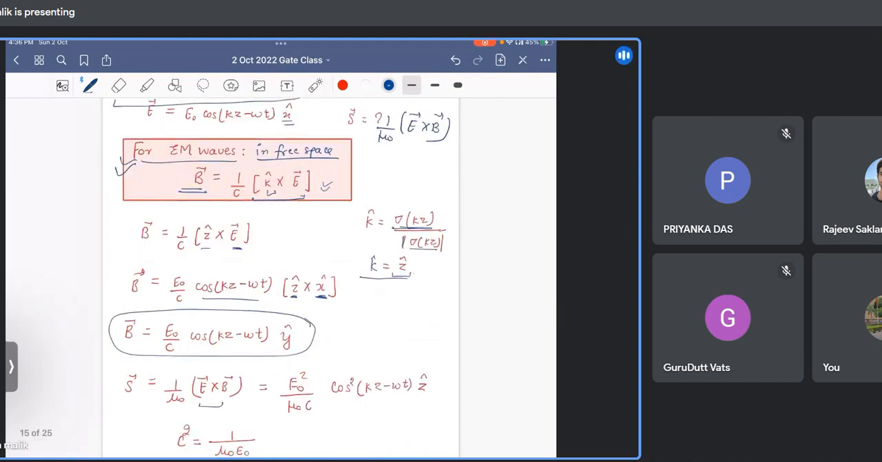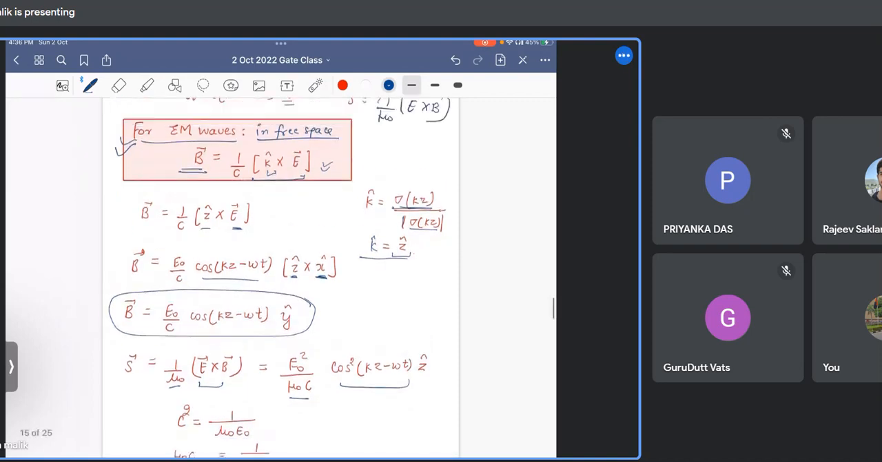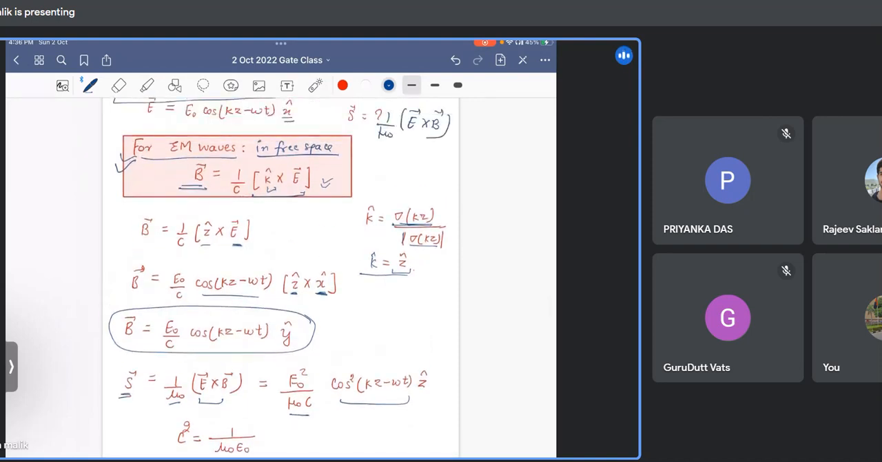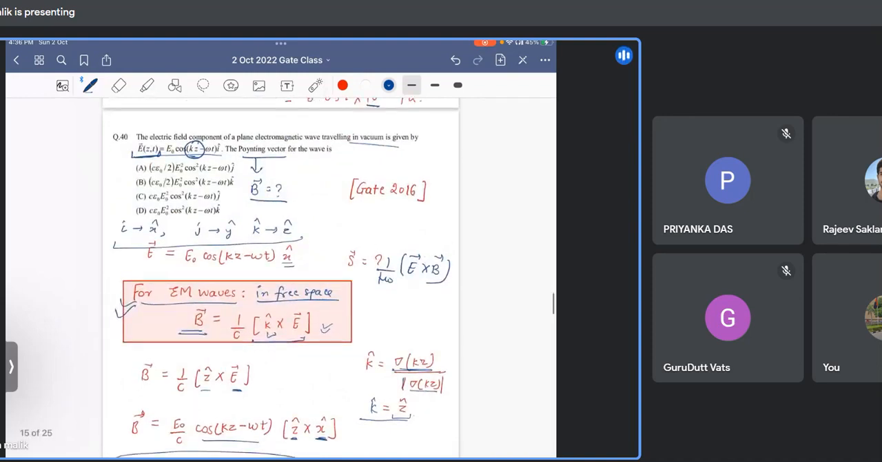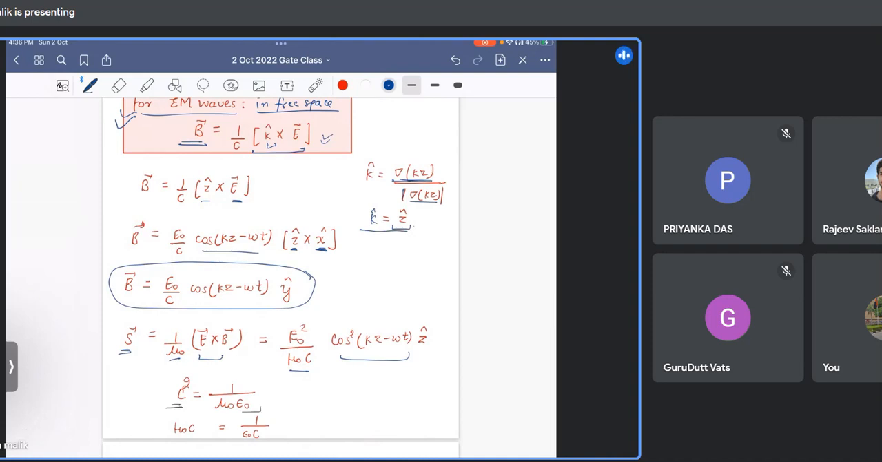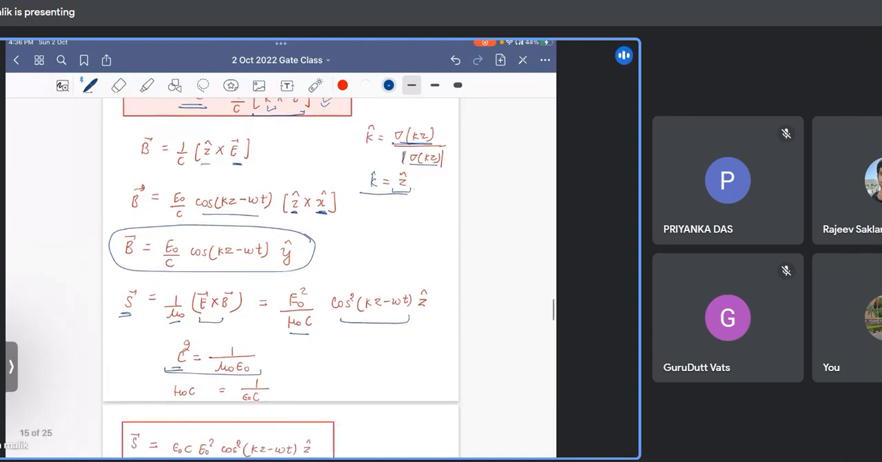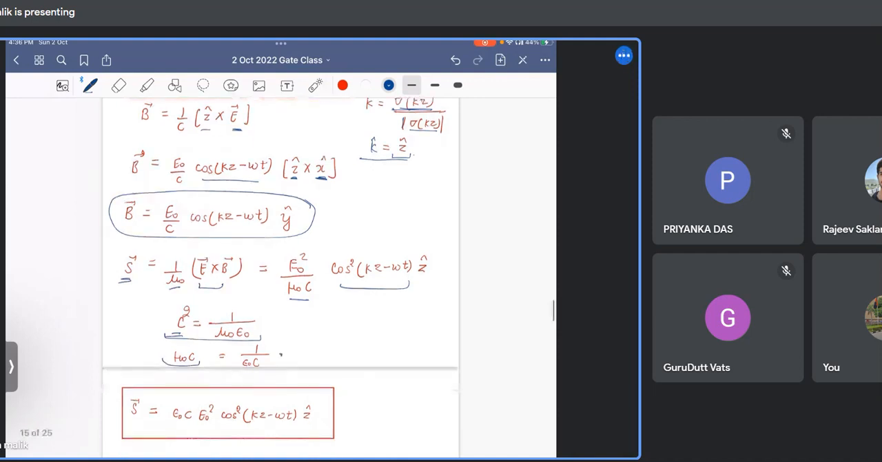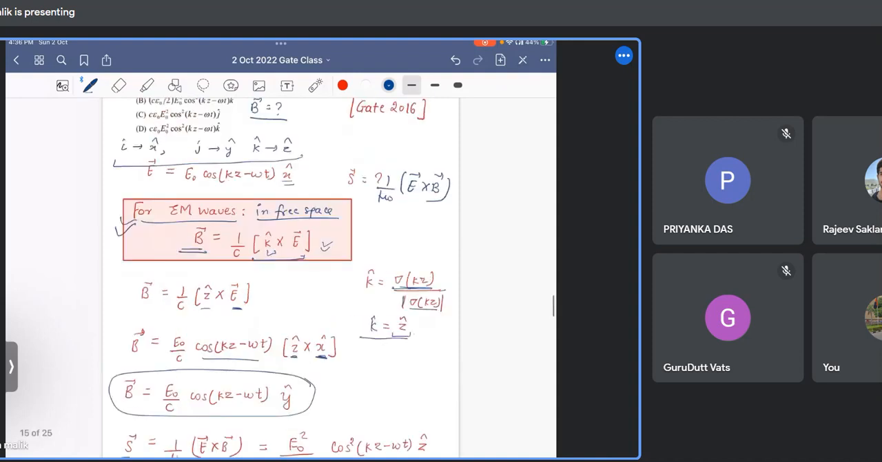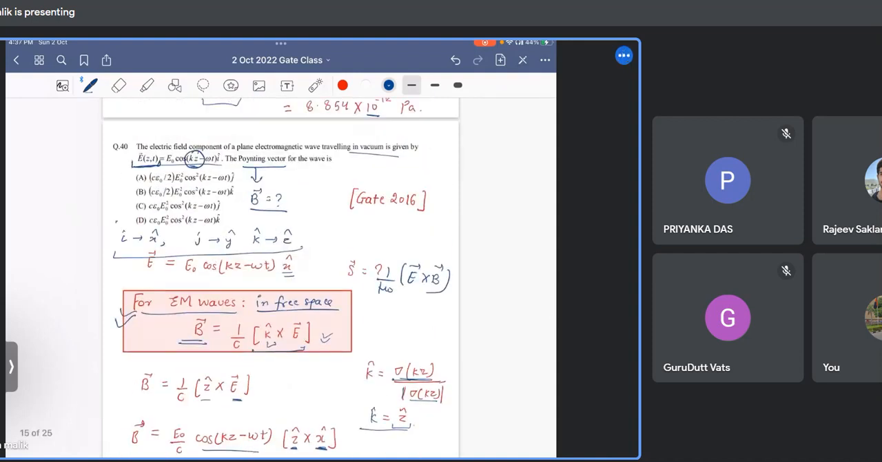So the Poynting vector is E cross B. So it will become E naught square by mu naught c, cos square kz. So this Poynting vector is in the form of E naught square by mu naught, but the answer is given in terms of epsilon naught. So we will use this formula c square equals 1 by mu naught epsilon naught, and mu naught c is replaced by 1 by epsilon naught c. This will give the Poynting vector epsilon naught c into E naught square. So this is the correct answer here. The Poynting vector is in the z cap direction.